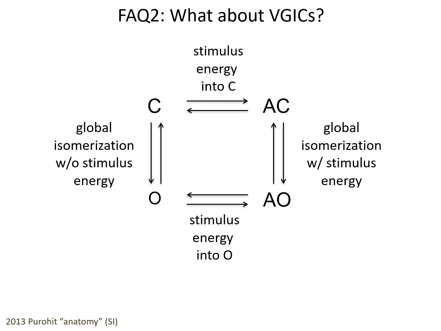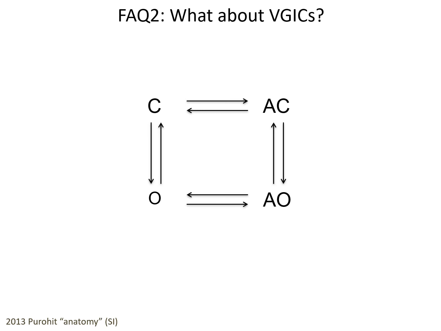So again, this is the thermodynamic cycle. The vertical lines represent the global isomerization of the protein without and with stimulus energy, and the horizontal lines represent stimulus energy deposited into C and O, and in this case the stimulus energy is voltage. These are the energies of each step of the thermodynamic cycle for a voltage-gated channel. The stimulus energy is charge times voltage, and the gating energy is just minus the log of the equilibrium constant.